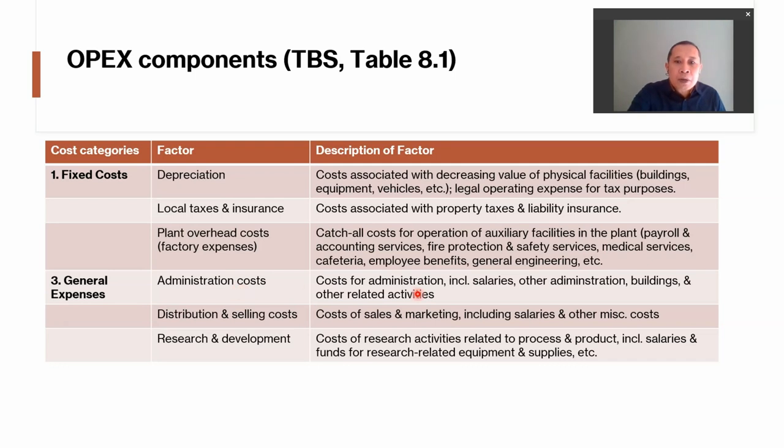Okay. And then the last category, general expenses, included here are administration costs. Okay, cost for administration, including salaries. Okay, administration, buildings, and other related activities. Okay. Secretariats, offices like that. Distribution and selling costs, so cost of sales and marketing, including salaries and other miscellaneous costs. For example, if the company rents warehouses, distribution centers outside of the company, then it will fall under this category.